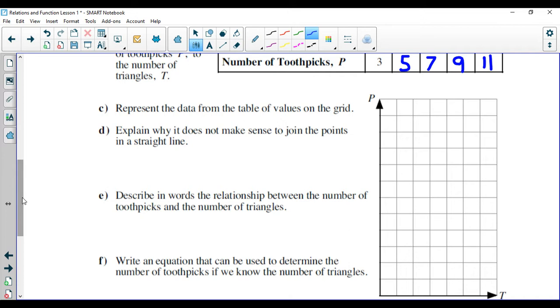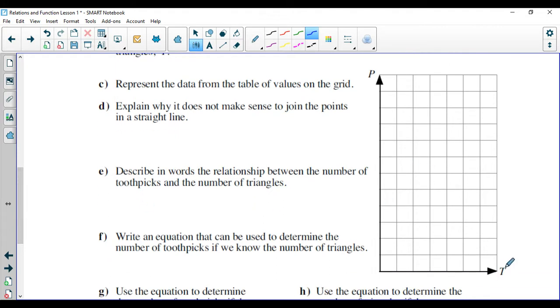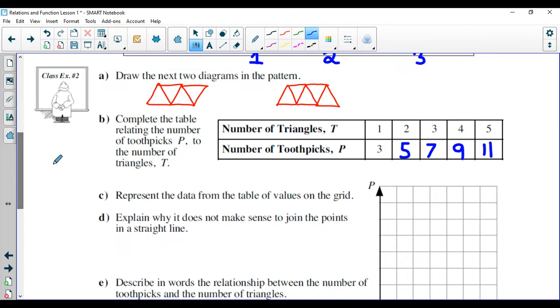Okay, now it says represent the data from the table of values on the grid. So we're just going to plot these points. The x-axis we're going to use to represent the number of triangles, and the y-axis is going to represent the number of toothpicks. So the way to plot this is we plot the number of triangles as your x-coordinate and the number of toothpicks as your y-coordinate. So for example, when you have 1 triangle, you would have 3 toothpicks.